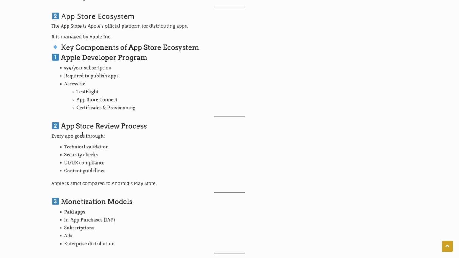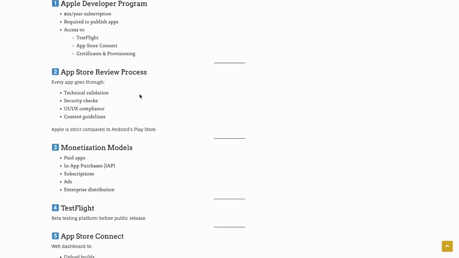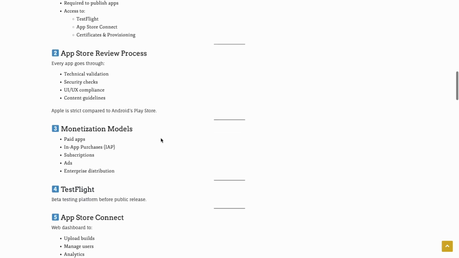Then next is the App Store review process. Any application which is going live needs a review. Every app goes through technical validation, security checks, UI/UX compliance, and content guidelines. These are the checkmarks which need to be passed before the application goes live. Apple is strict compared to Android's Play Store as well. That is what Apple promises for all the security concerns.